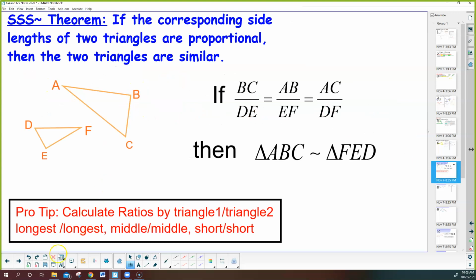Okay, what about the next theorem? Now, this is where it's up to you. I would title it side, side, side similarity. And if you want to write the blue sentence, you can, but I definitely would draw the picture and the information here.